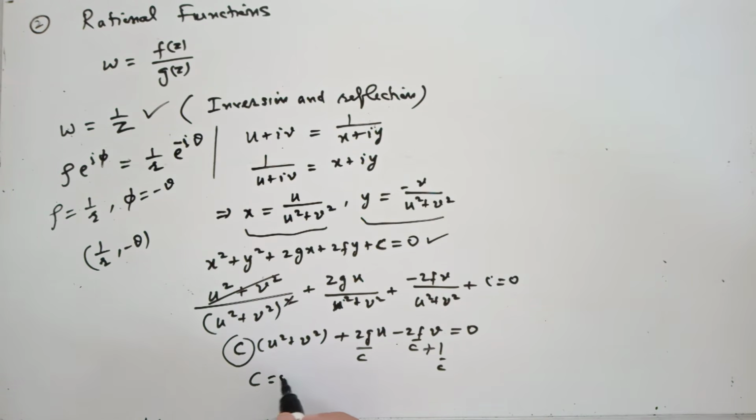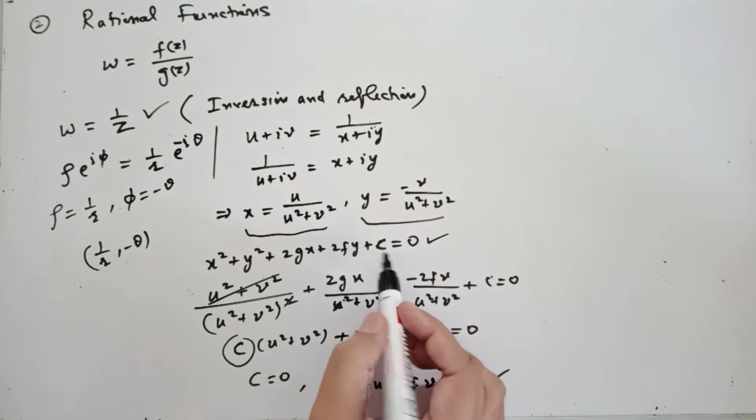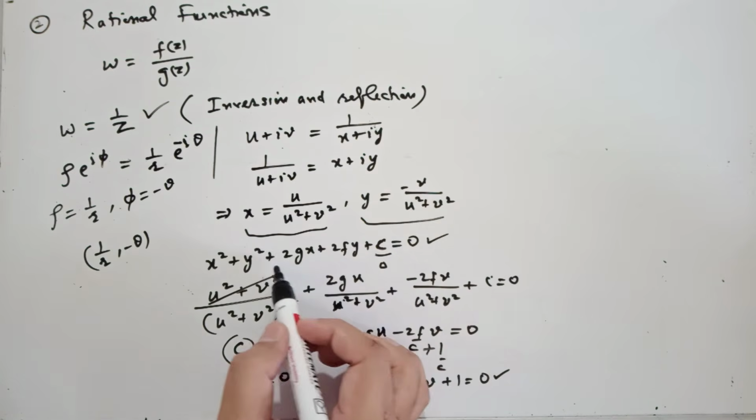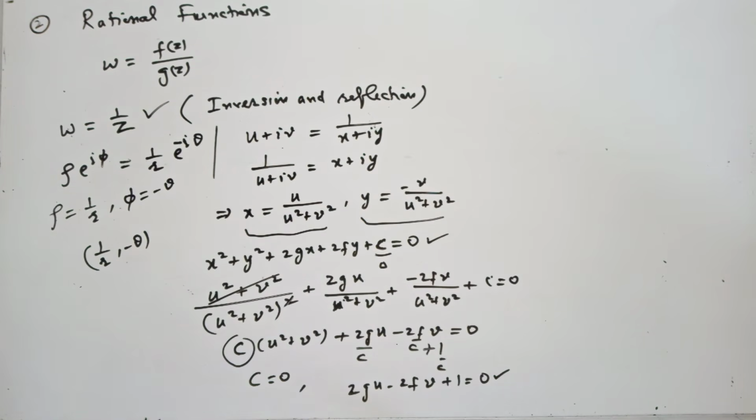What if C is 0? Then you are left with 2zu minus 2fv plus 1 equal to 0. Correct? What is it? It's a straight line in UV plane. It means any circle, if I'm taking C equal to 0 here, then this circle passes through origin. It means the circles which are passing through origin are mapped into straight lines in UV plane. Okay. So this is interesting that how the complex transformation works.